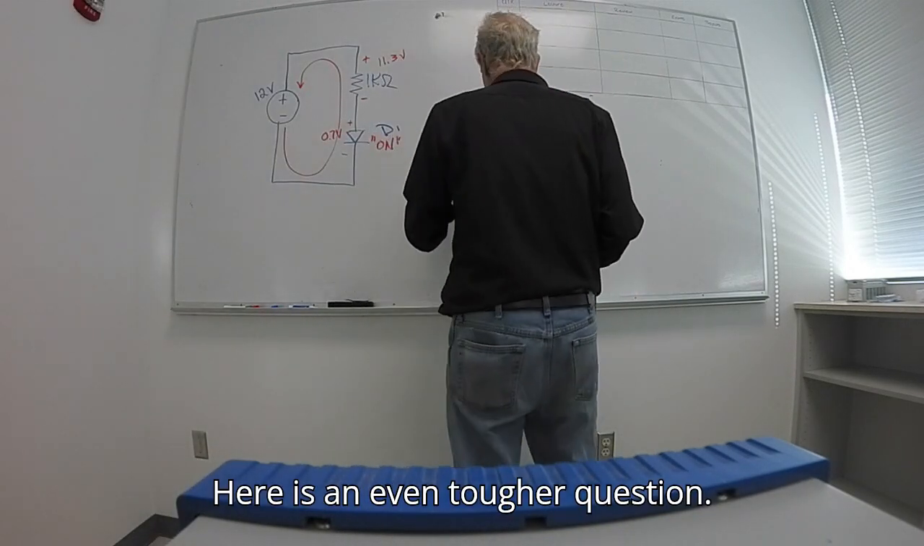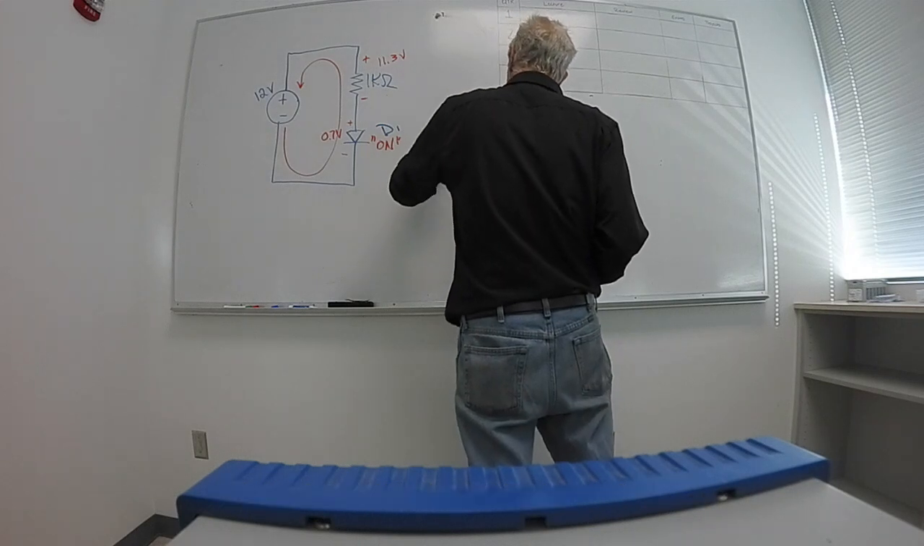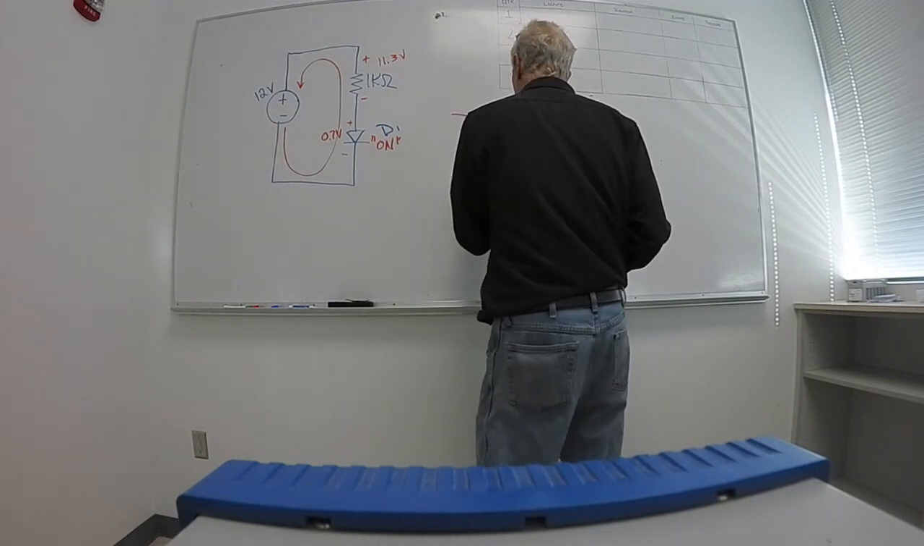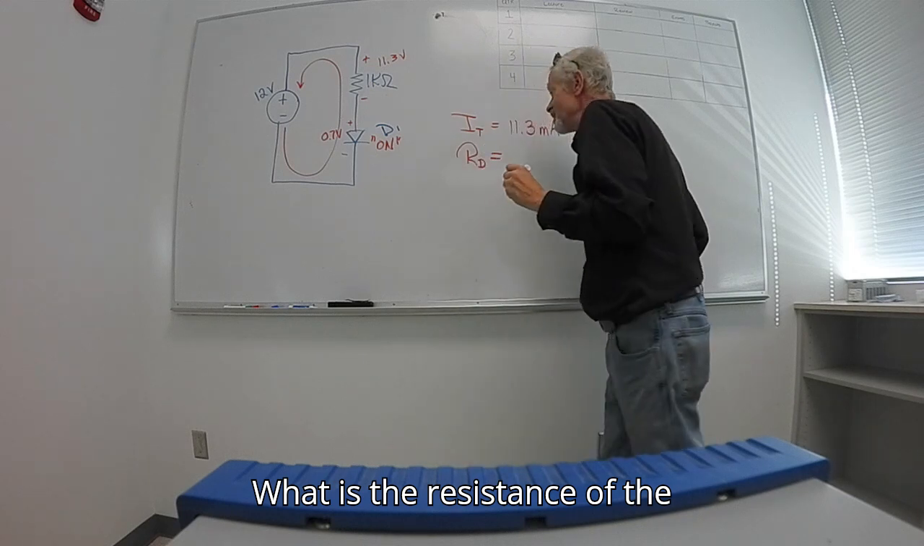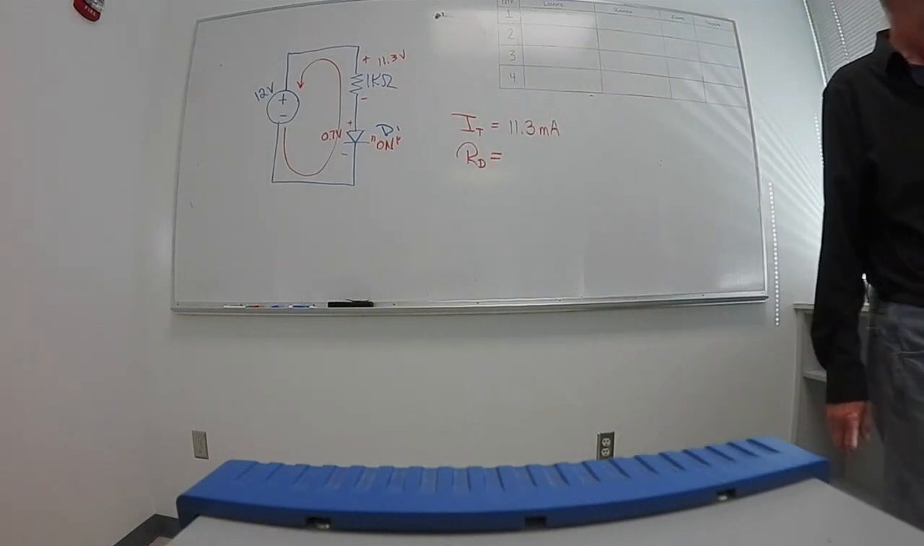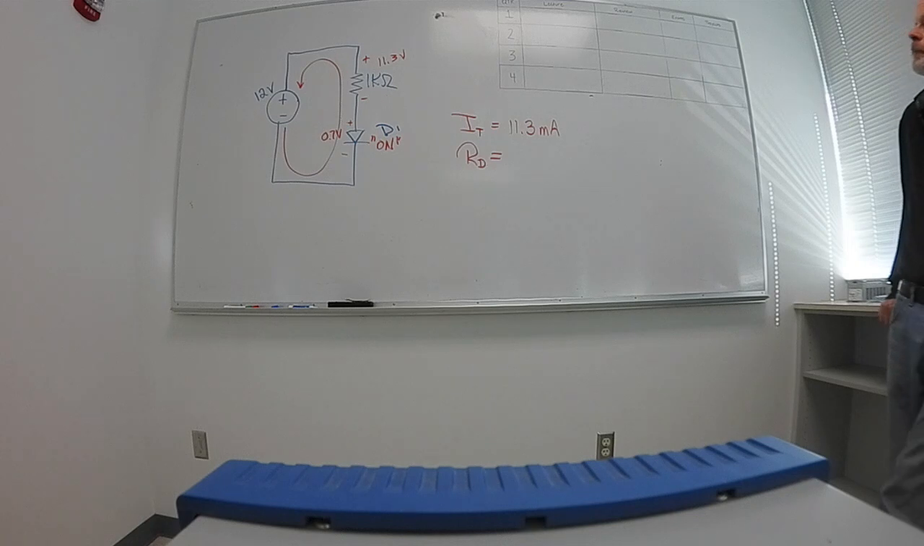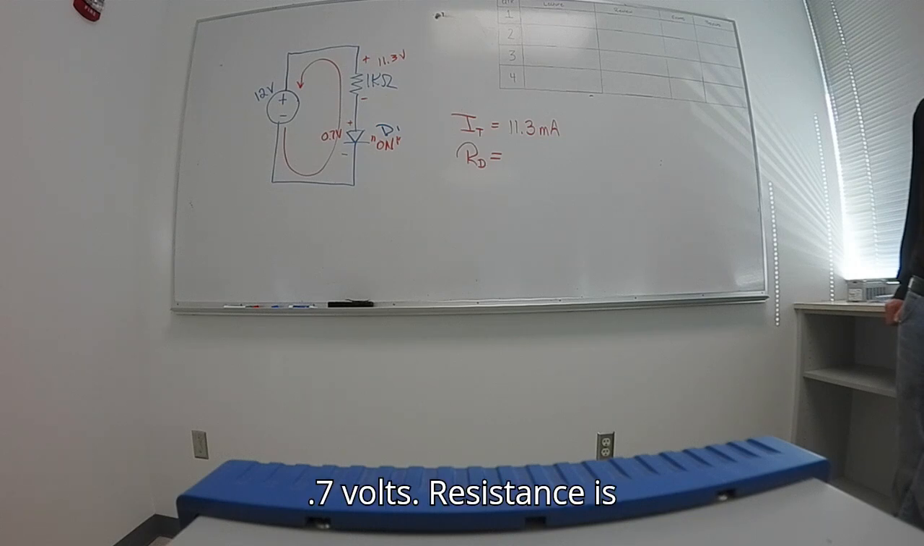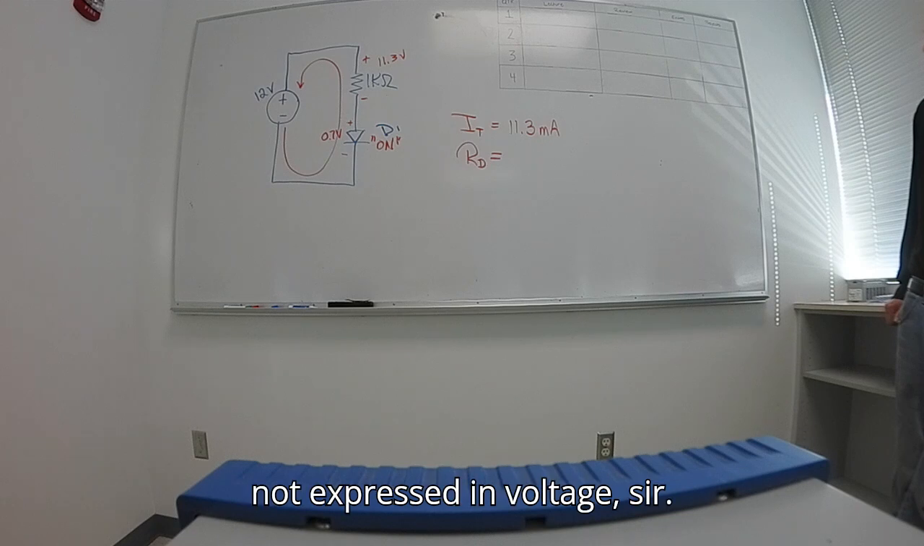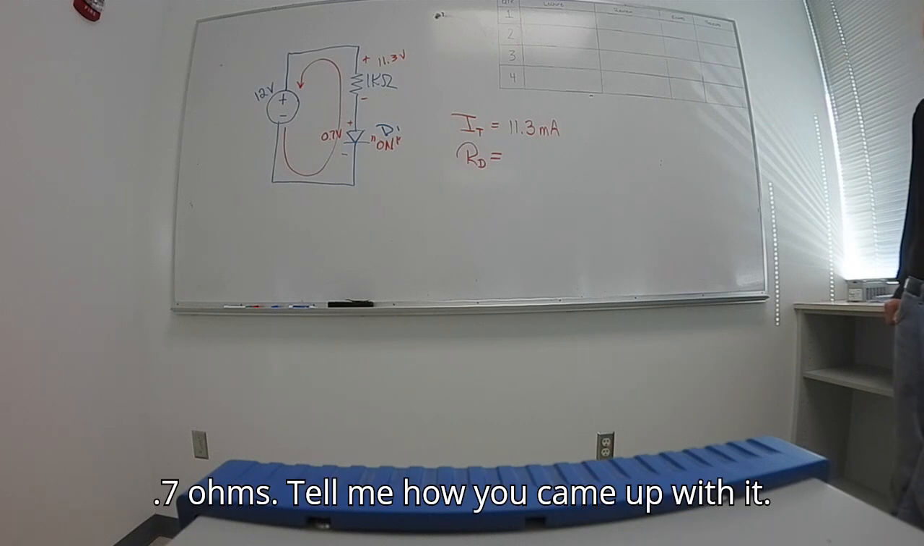Here is an even tougher question. What is the resistance of the diode? On 7 volts, resistance is not expressed in voltage, sir. 0.7 ohm. Tell me how you came up with it.